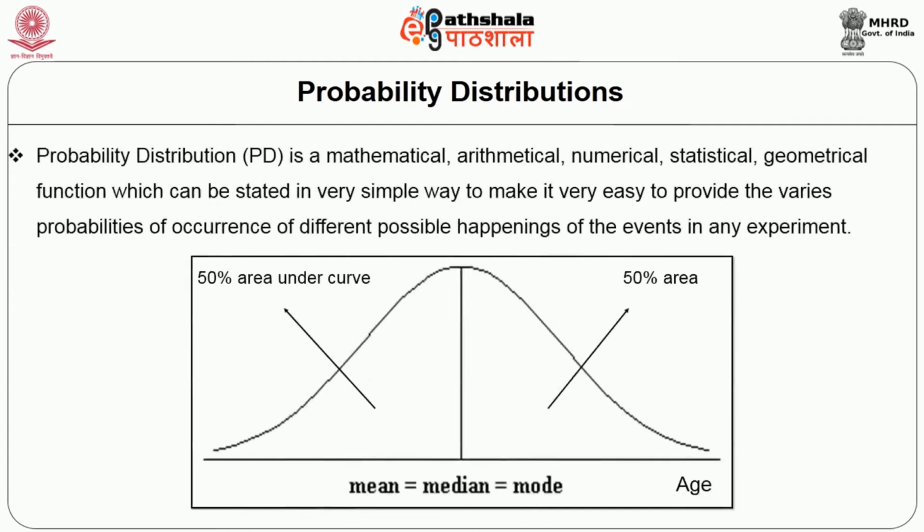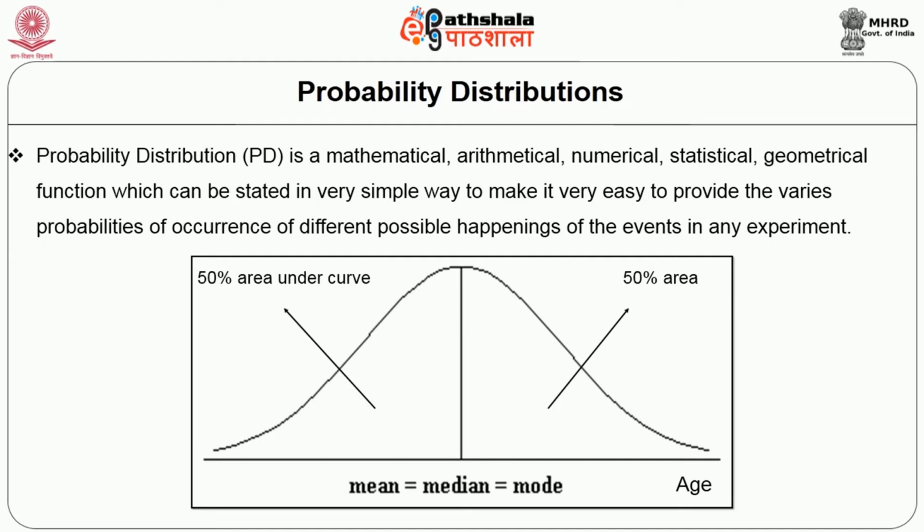So we can say that the probability distribution is a mathematical or statistical function which can be stated in a very simple way to provide the various probabilities of occurrence of events, or different possible outcomes, in any experiment. This can be better understood with the help of a diagram. The probability distribution can be represented as a bell-shaped curve.